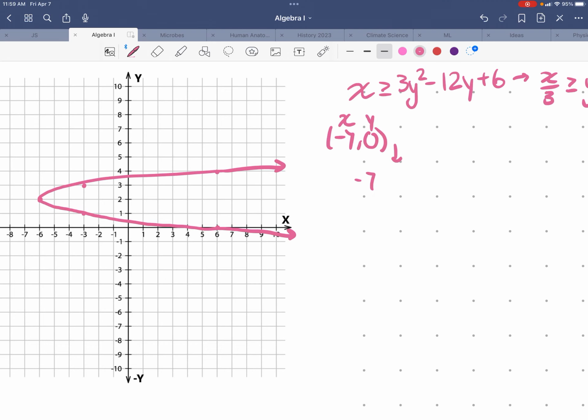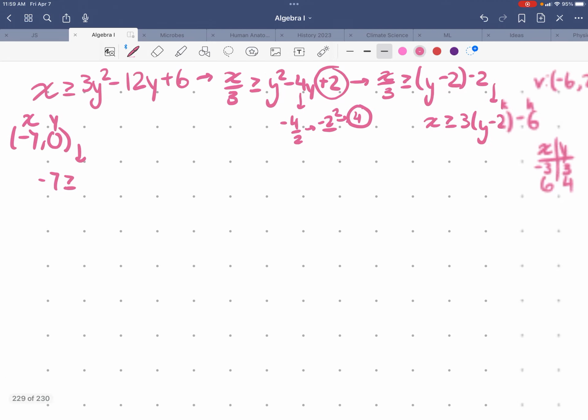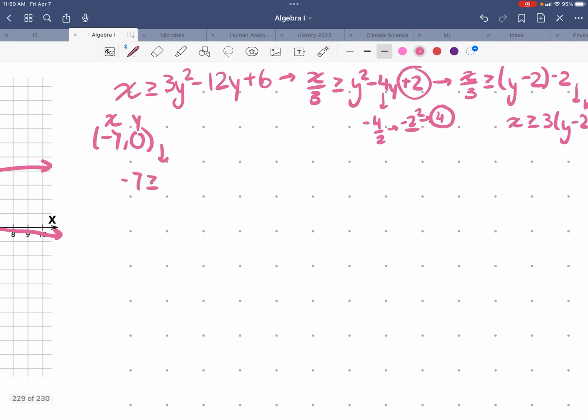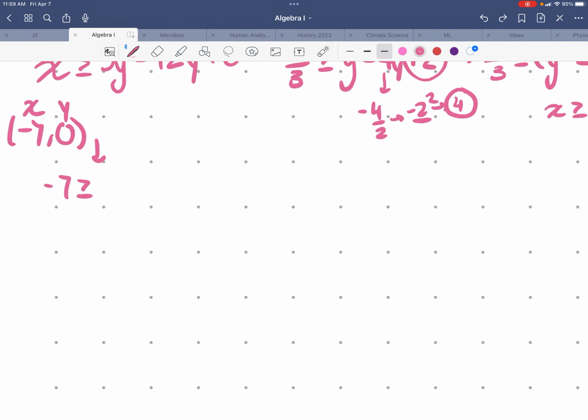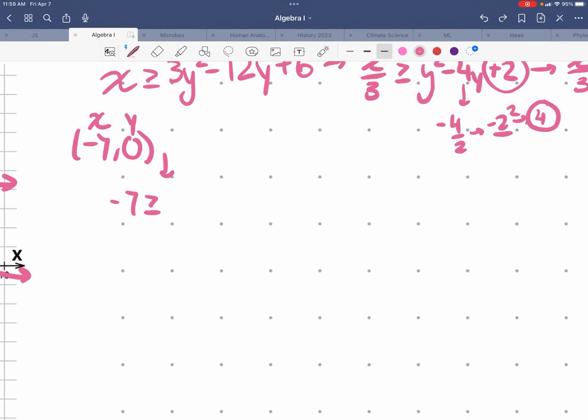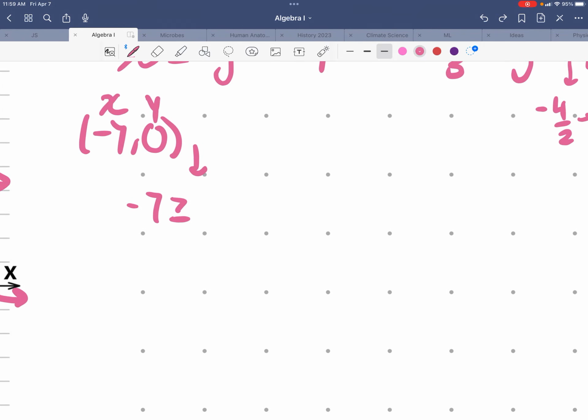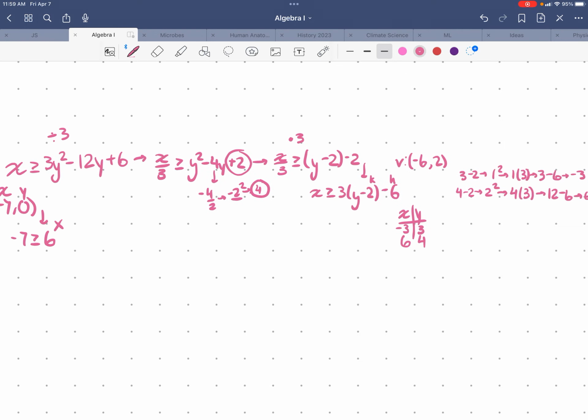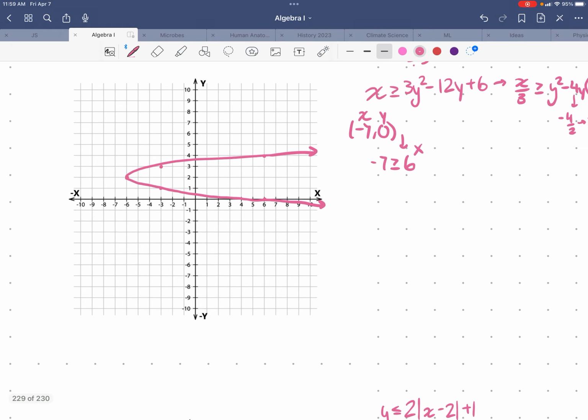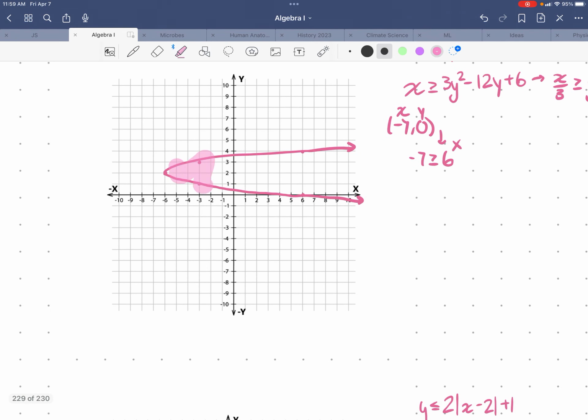With this being x and this being y, we get -7 is greater than or equal to 3 times -2, which is -6. Oh, no, excuse me. -2 squared, so we get 4. So 4 times 3 is 12, and then 12 minus 6 is 6. So we get -7 is greater than or equal to 6, which is not true. Also, let me put a little square here, since I forgot to put that. And now, since that is not true, we will shade on the inside of the parabola.